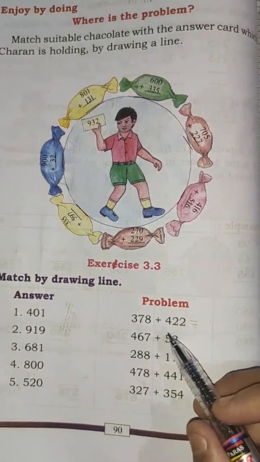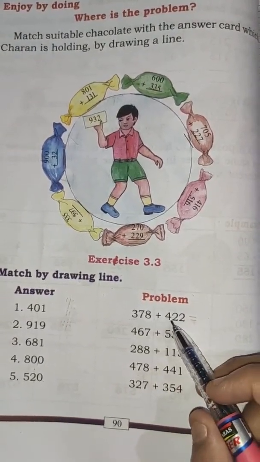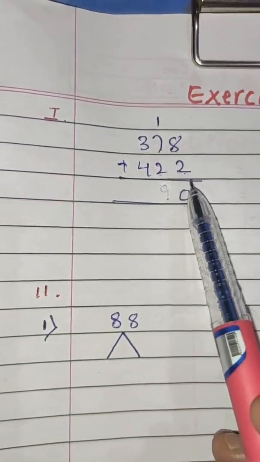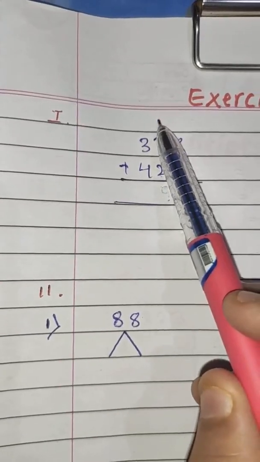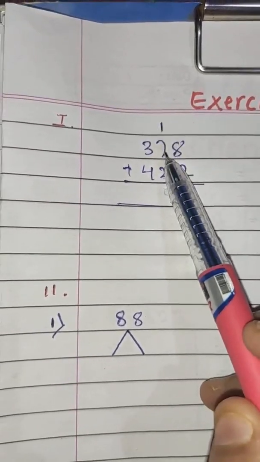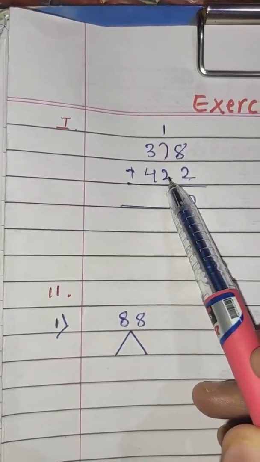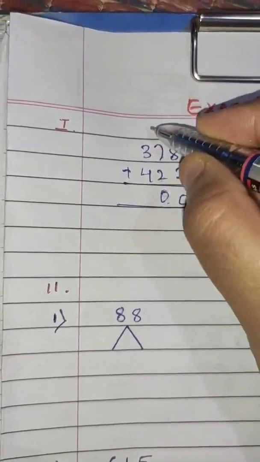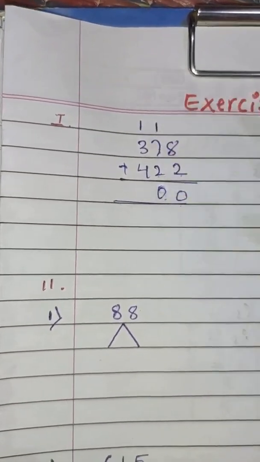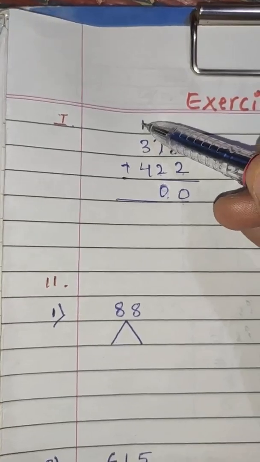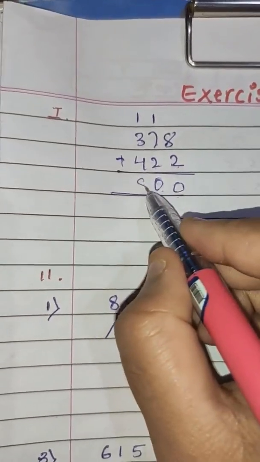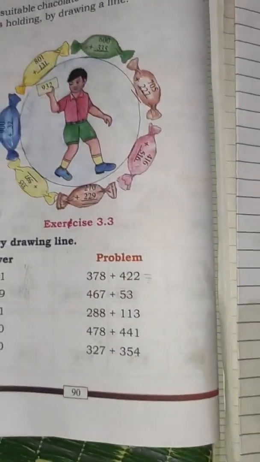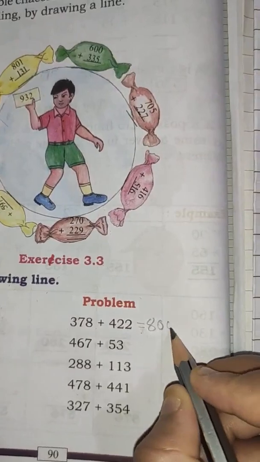First we will write here 378 plus 422. Already I have written this number here. Can you see this? Yes. 8 plus 2 is 10. So 0, and 1 will carry over to the next place. Here 1 plus 7 is 8, 8 plus 2 is 10. So we write here 0 and the 1 will carry over to the next place. Now we have 1 plus 3 is 4, 4 plus 4 is 8. So the answer is 800. We will write here with a pencil, it is 800.